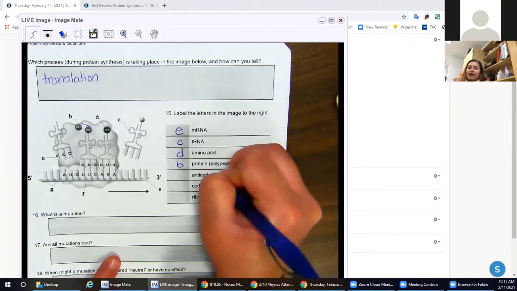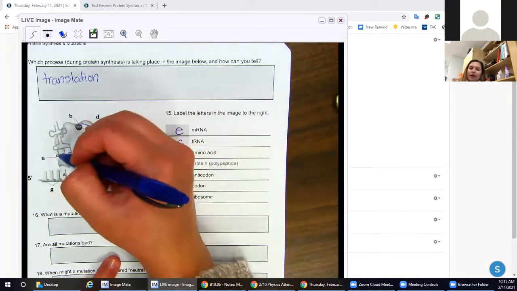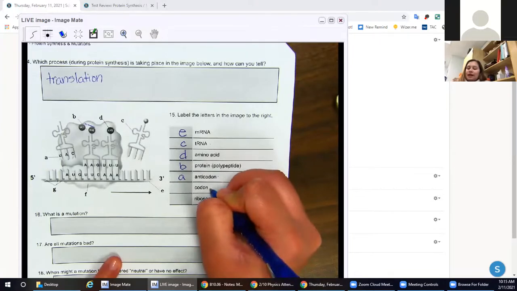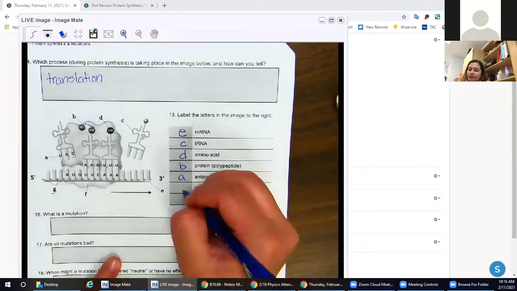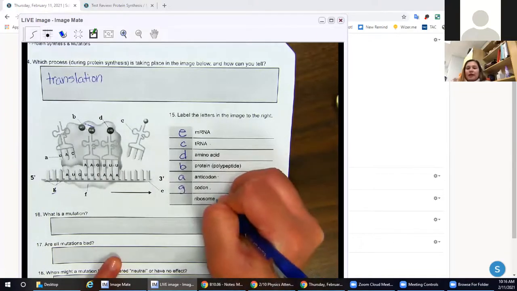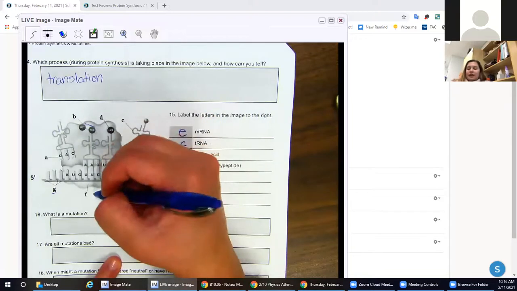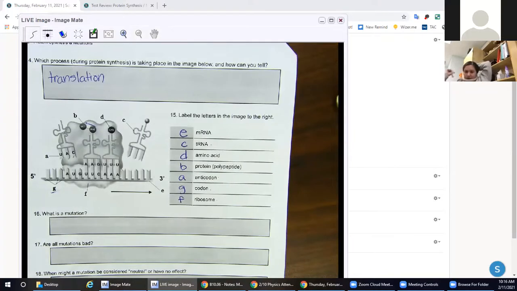An anticodon is on my tRNA, so that's going to be A right here. My codon is a set of 3 letters on my mRNA strand, so that's going to be G. And finally, my ribosome is this funky globular shape right here. That's F. Any questions on translation?